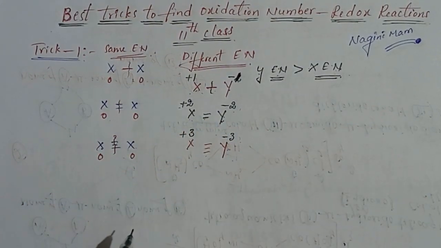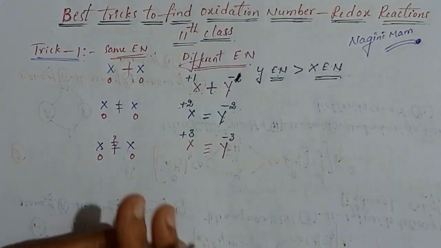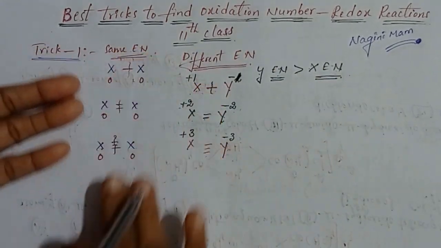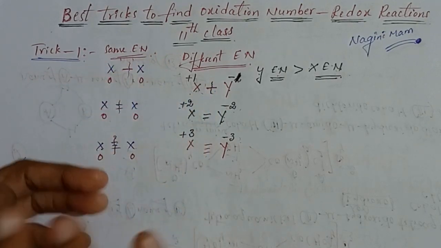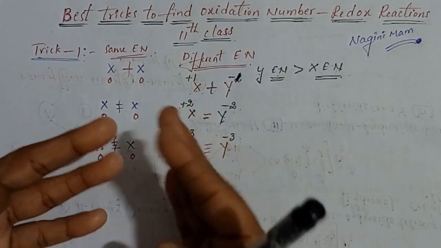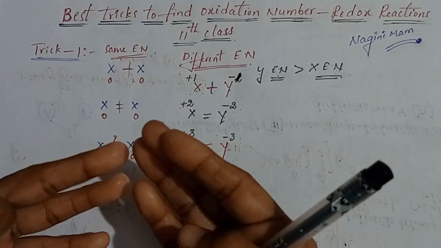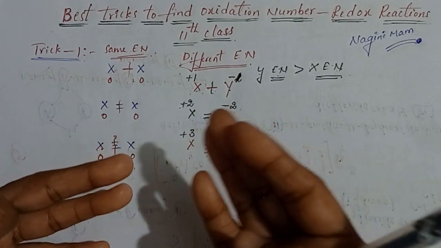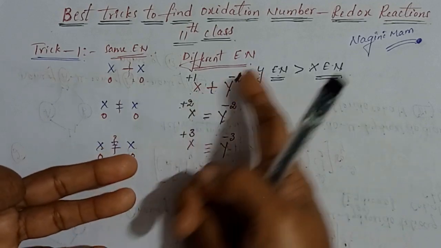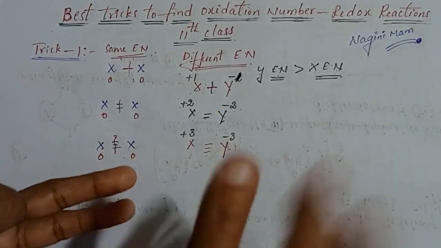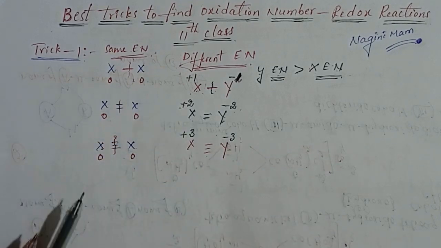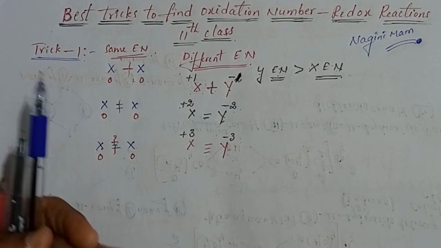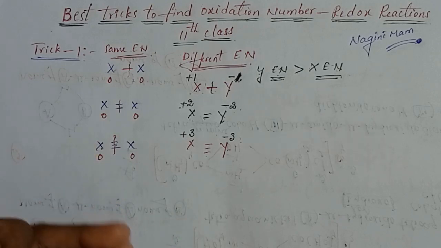Are you clear, students? With different electronegativity elements it is like this. If the same electronegativity is there, the two elements will get the oxidation number 0. If different elements are there, one element has more electronegativity and the other has less electronegativity, then their oxidation numbers are like this. Are you clear? These are all oxidation numbers, students.